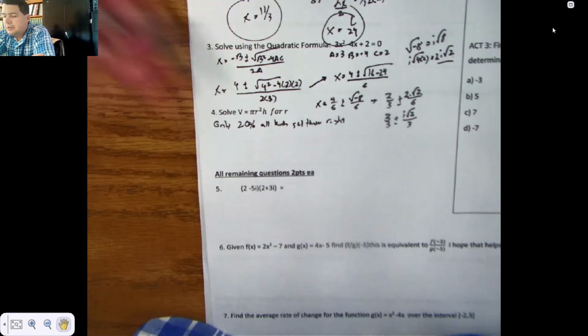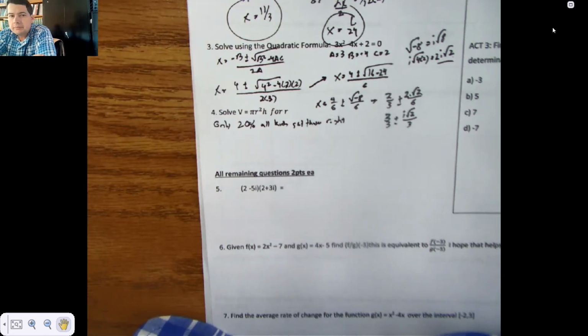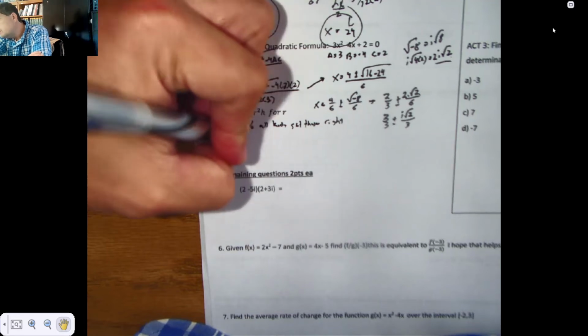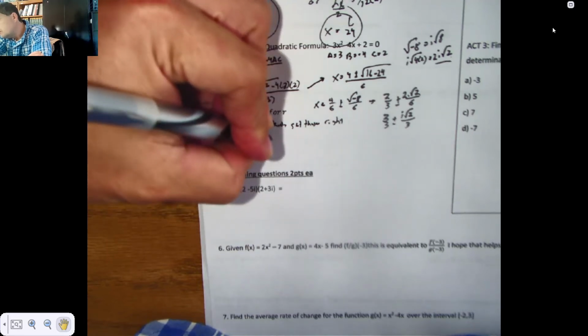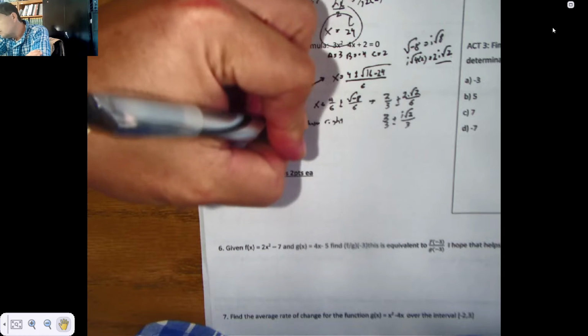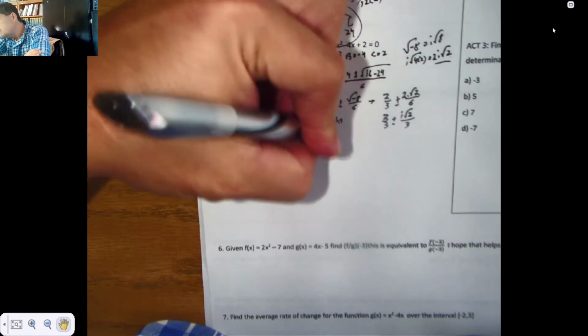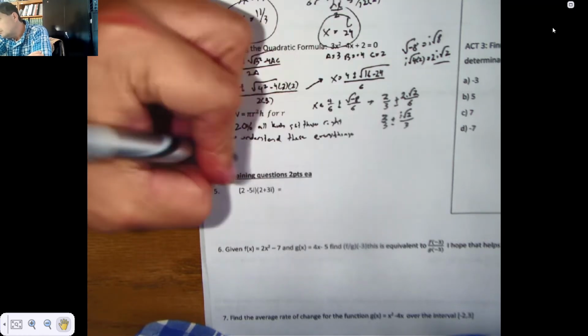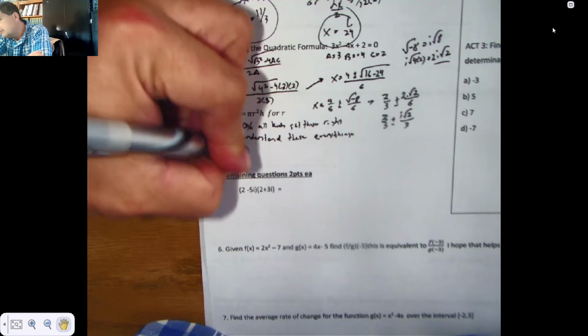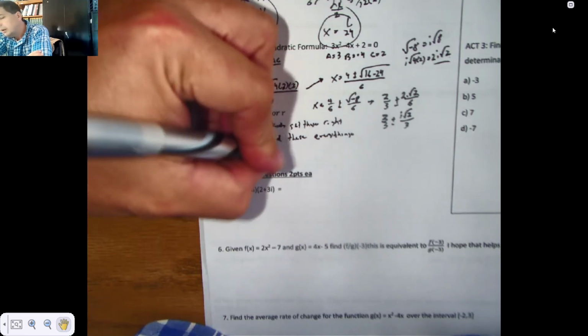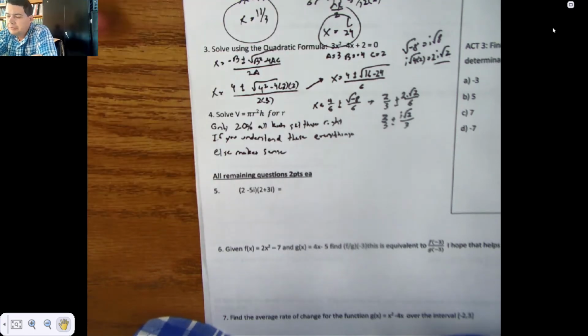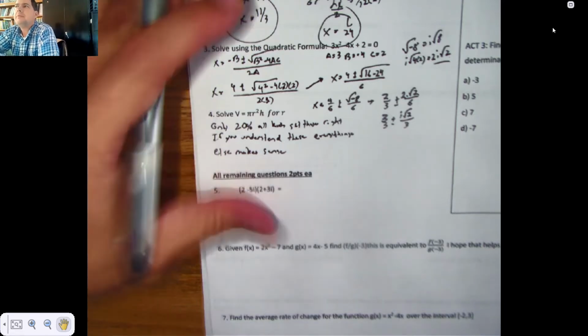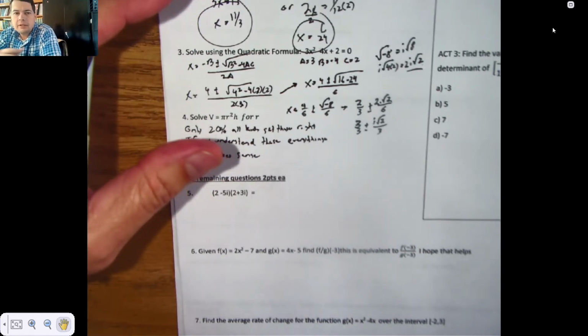If you can get these, everything else flows. That's kind of the way this is. If you understand these, everything else makes sense, by and large. Same with number 3, the quadratic formula is huge. For some reason, if kids start getting that, other things start clicking.